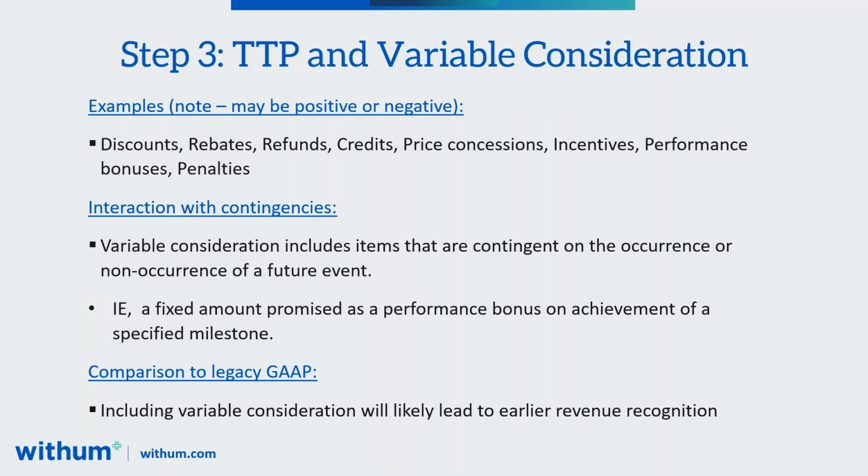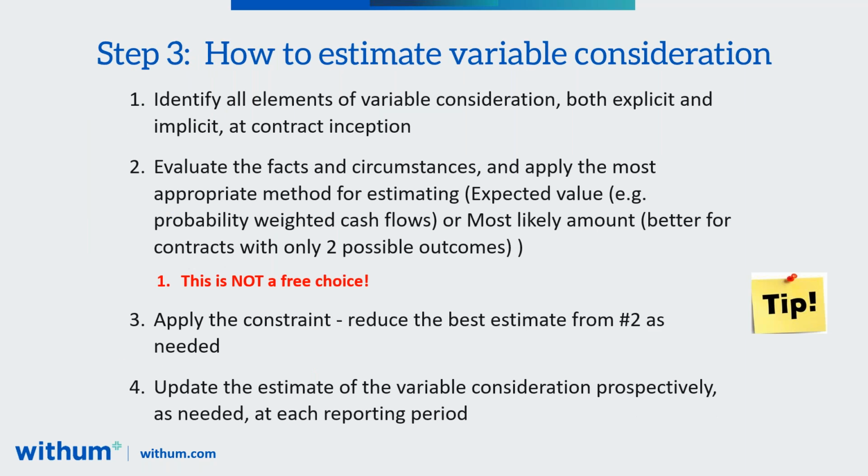It's important to remember that it can come in the form of either positive amounts that will increase the transaction price or negative amounts that could decrease the transaction price. So if I offer my customer a rebate or a discount, obviously that's an example of negative variable consideration. But if it's possible for me to earn a bonus, then that is an example of positive variable consideration. This concept of variable consideration is going to, in many cases, lead to earlier revenue recognition because in prior GAAP, we weren't really allowed to consider it.